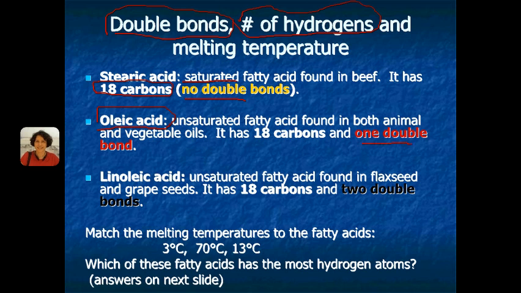So it is a monounsaturated fatty acid. And then linoleic acid is also an unsaturated fatty acid, but it's not monounsaturated because it has 2 double bonds. But like the other 2 molecules, linoleic acid has 18 carbon atoms. So now the question is, if you have 3 melting temperatures that are shown over here, 3 degrees Celsius, 70 degrees Celsius, and 13 degrees Celsius, which one belongs to which?